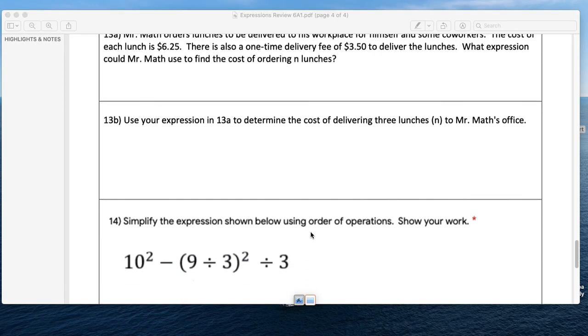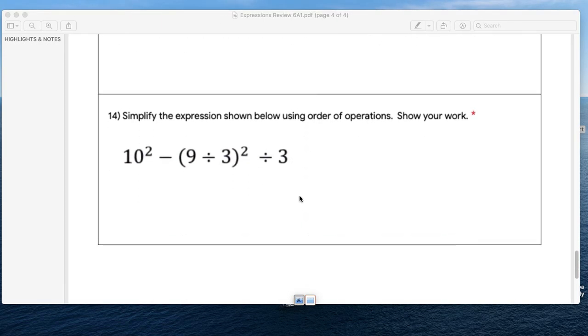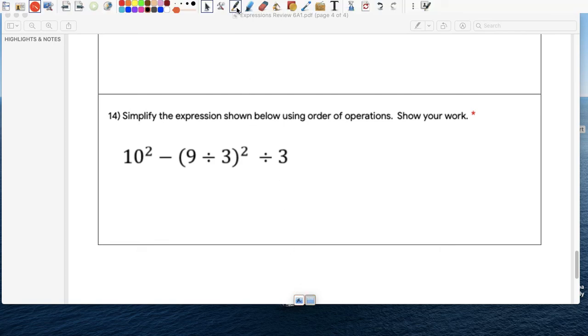Okay, and one more question, again using order of operations. So not a big deal. First we do grouping, right? So 10 stays, se queda, and everything stays. So let's do inside the parentheses first. So what's 9 divided by 3? 9 divided by 3 is 3.